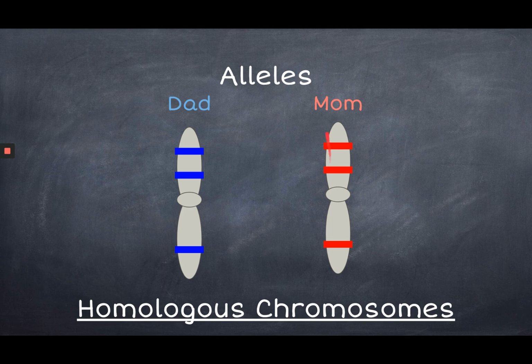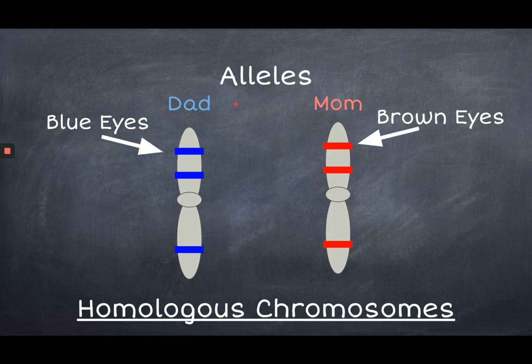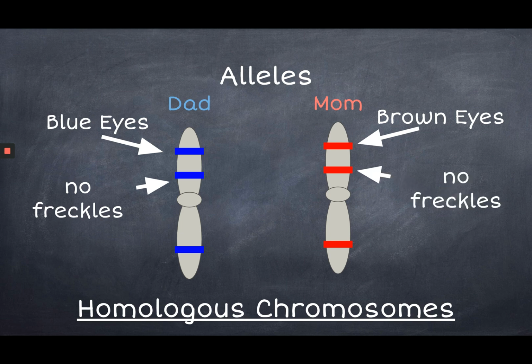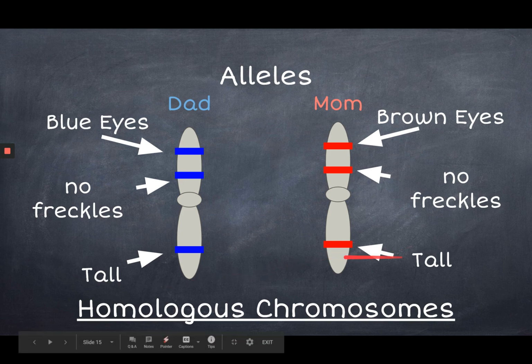And these homologous pairs that we get from our parents might not give us the same alleles, right? So you might inherit the blue-eyed allele from your dad, but the brown-eyed allele from your mom. Let's say you get two of the same, though. Let's say both of your parents give you the alleles for no freckles, or they both give you the allele that codes for tallness. So you can get a combination of two different alleles from your parents, or you can get two of the same.